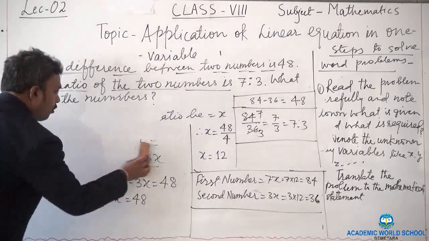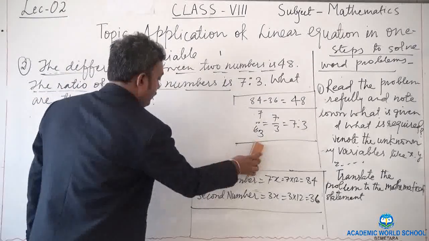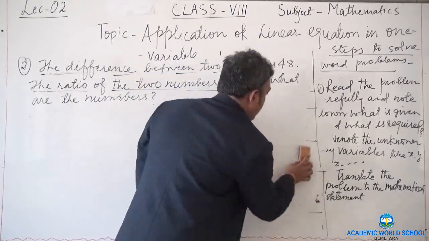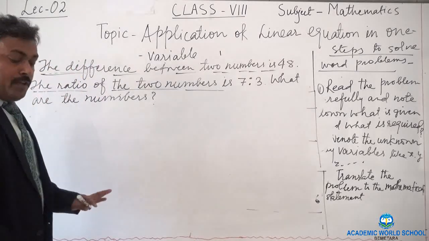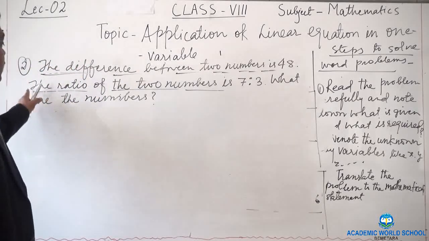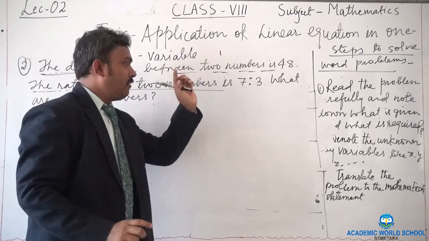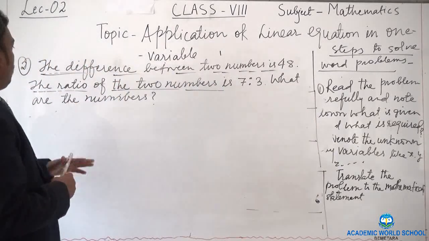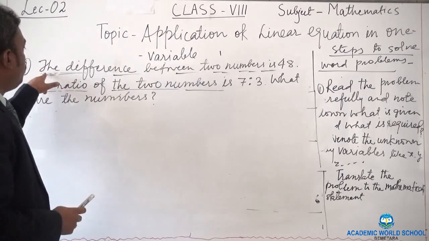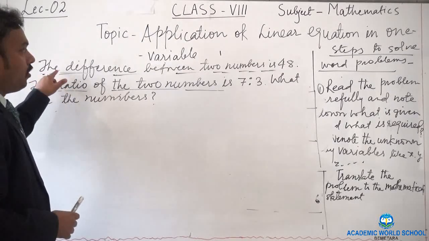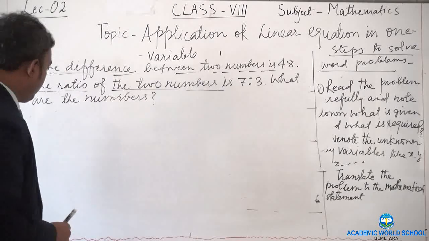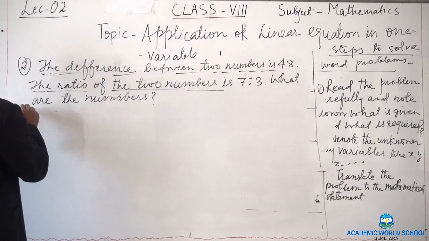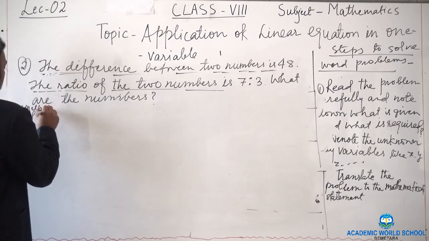So what do we do in this method? In the first method, what did we do? We formed the mathematical statement using the second sentence. But here I am going to form the equation using the first statement or first sentence. This is the second method to solve this problem.